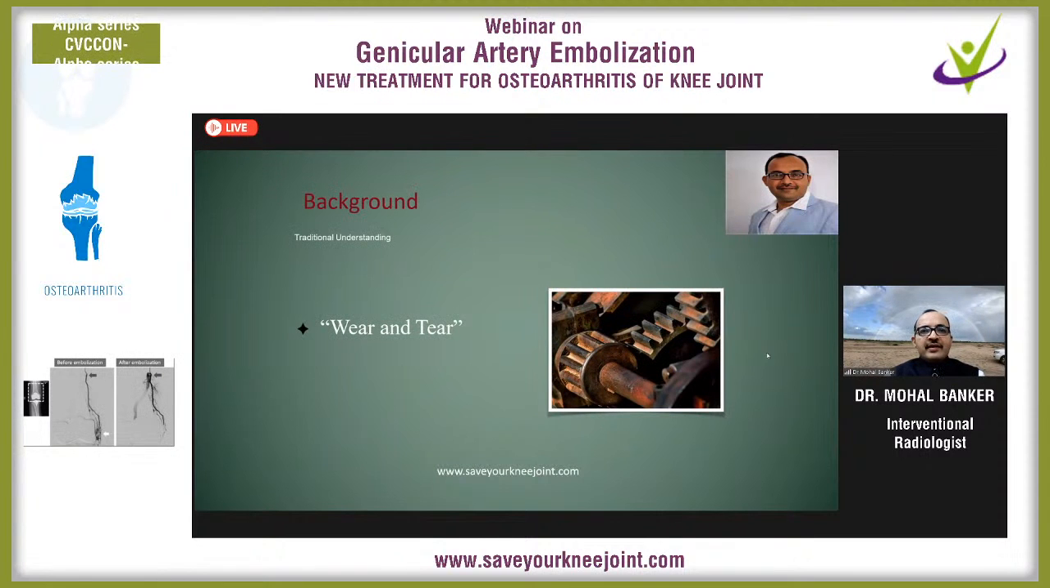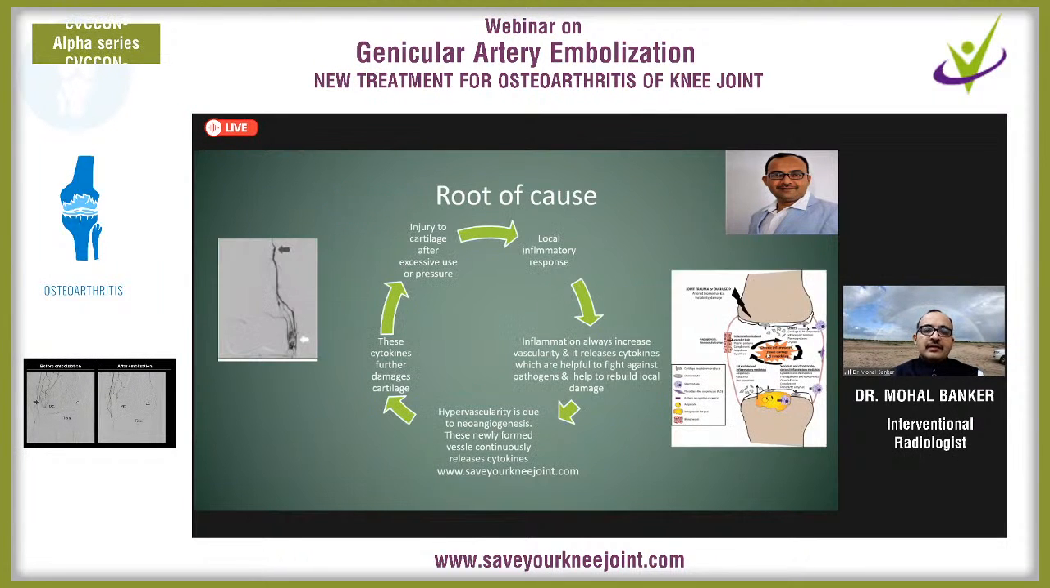Traditionally, we think that wear and tear is the only culprit for osteoarthritis of the knee joint. If we use the knee joint more, then cartilage damage is going to happen. But this is true. Along with the wear and tear, there is a chronic inflammatory process going on within the joint. Let's understand this vicious cycle. First cartilage damage occurs, and because of the cartilage damage, this inflammatory process starts within the body. And when the inflammatory process starts, the body releases cytokines.